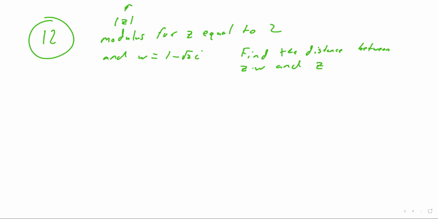So what we have to do is find the coordinate of ZW, find a coordinate for Z, and then plug it into the distance formula. That's it. All right, so this is the information given to you. It says the modulus of Z is equal to something, and here's a complex number. I have to find out what Z times W is, just like number 9. And then I have to do an extra step by finding the distance between ZW and Z.